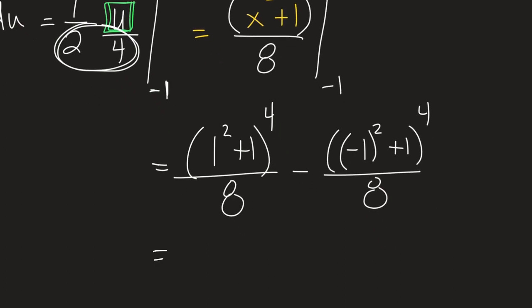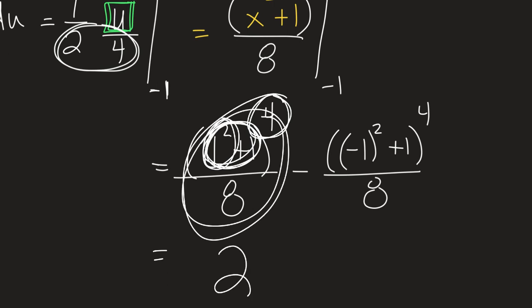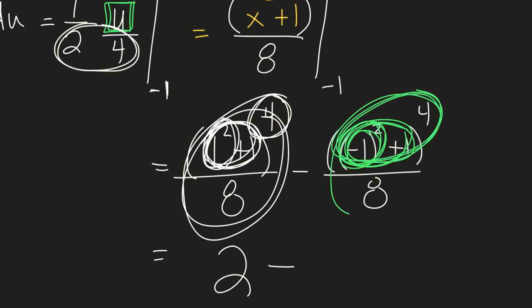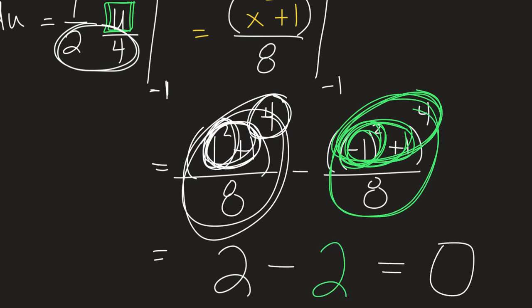Okay, so 1 squared is 1. 1 plus 1 is 2. 2 raised to the 4th power is 16. 16 divided by 8 is 2. Minus (-1) squared is 1. 1 plus 1 is 2. 2 to the 4th is 16. 16 divided by 8 is 2. And 2 minus 2 is 0.